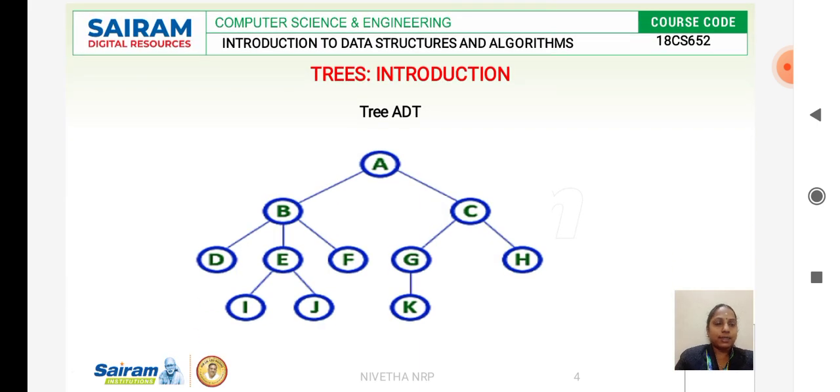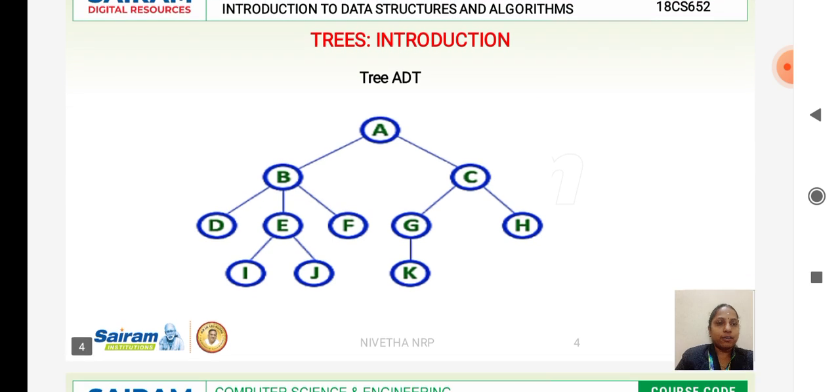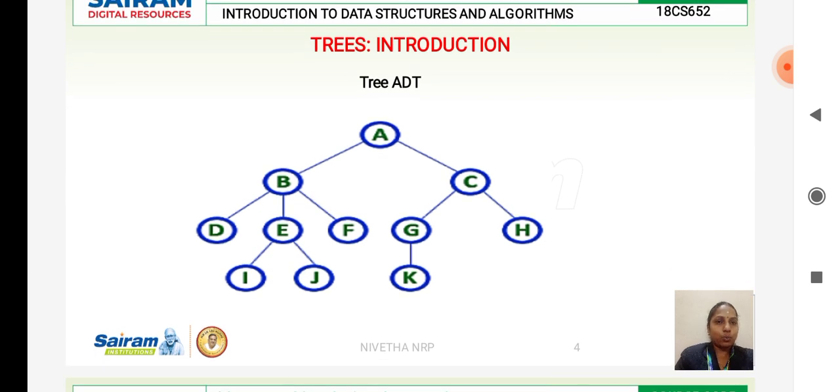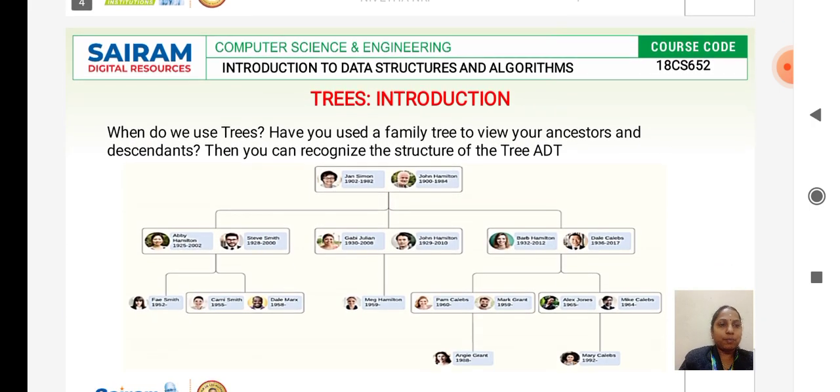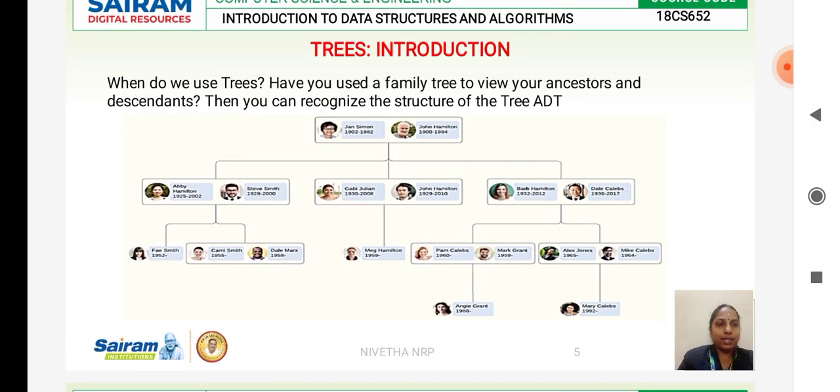This is an example of a tree ADT, where we have a root. A is the root, and B and C are the children of root A. The arrangement of data is in hierarchical order: B and C emerge from A, and D, E, F emerge from B. We have a hierarchical arrangement of data over here.